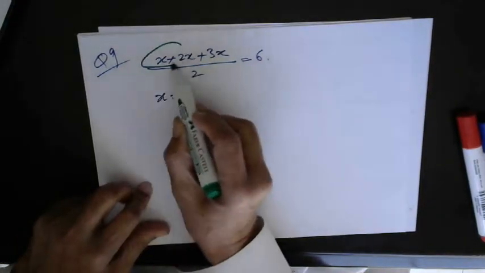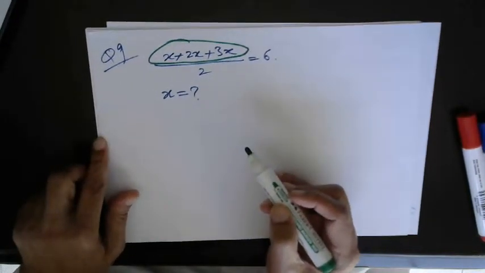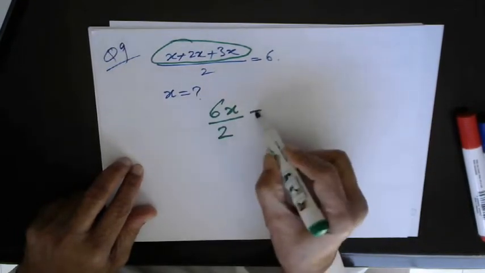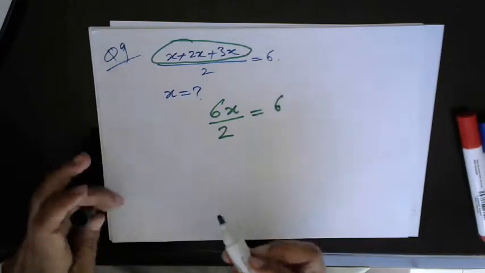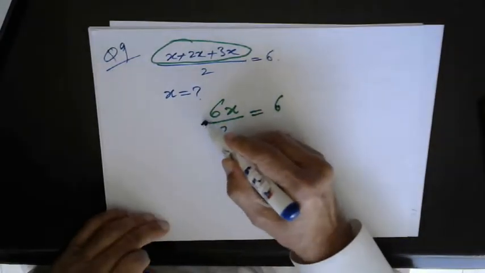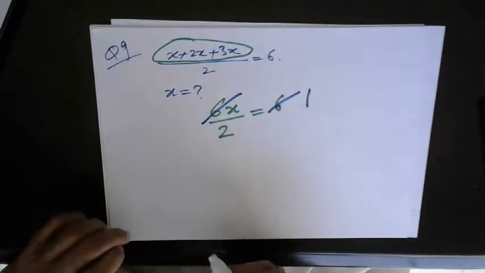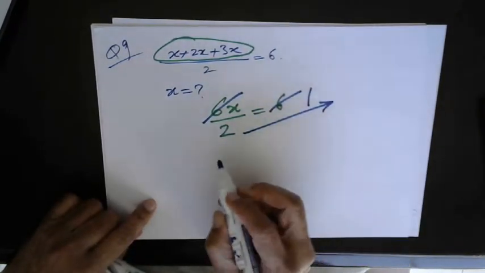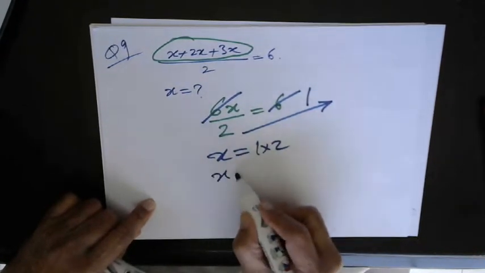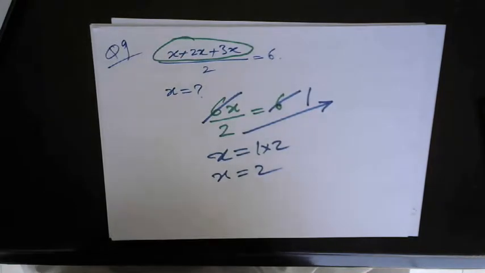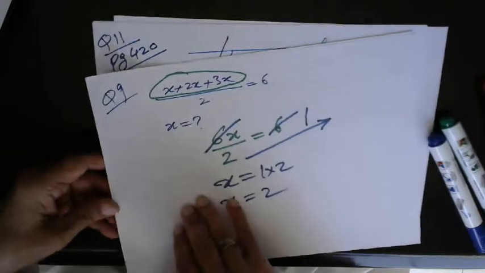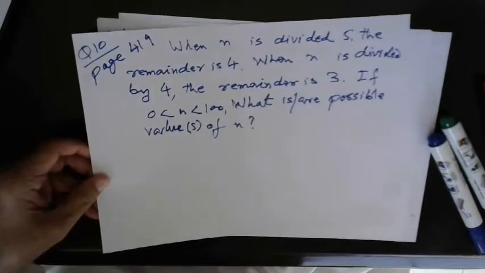If you add up all these numbers, you will get 6x divided by 2 is equal to 6. Right? Now, you can cancel 6 from both sides and you will be left with 1. I am transferring this 2 to the other side, so I will get x is equal to 1 times 2, which means x is equal to 2. So the answer is 2. Okay, I hope this is clear. Let us move on to question number 10.